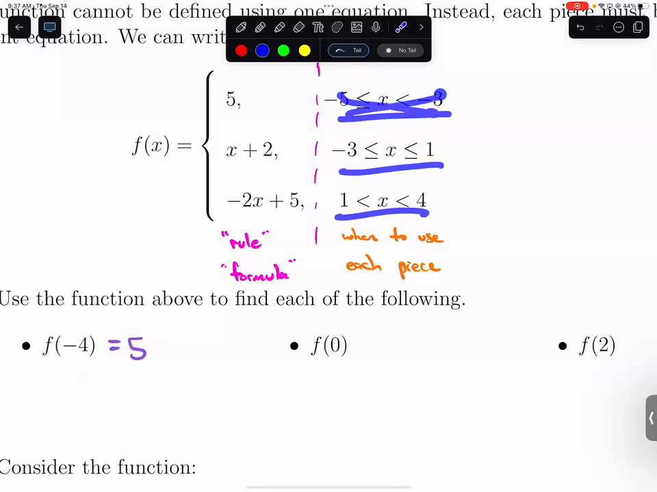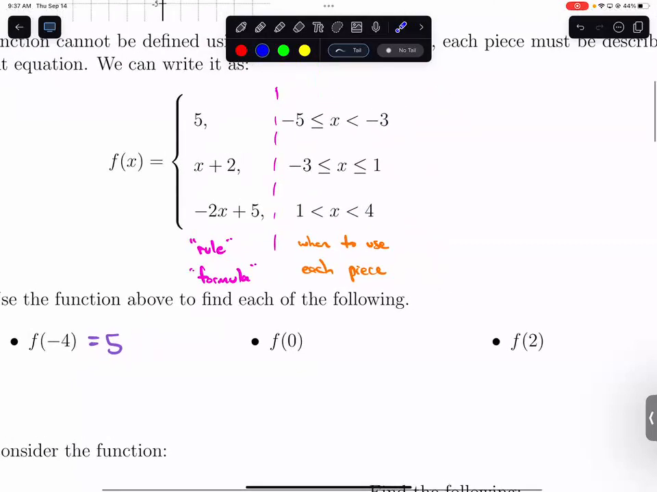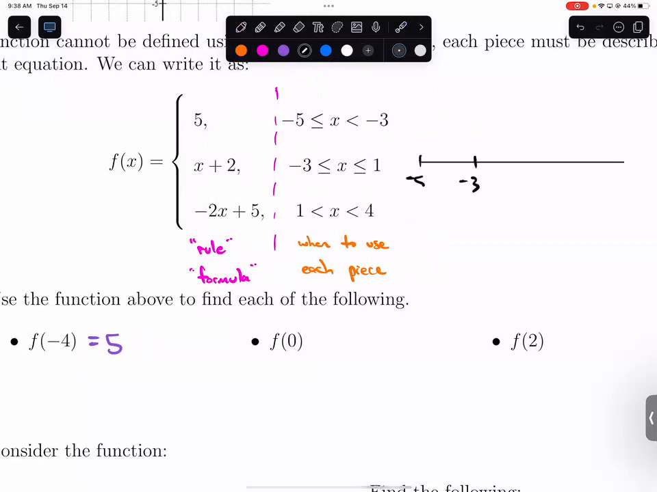Not between -5 and -3. It's not between 1 and 4. It's in here, right? 0 is between -3 and 1. If it helps you, I know the inequality thing, if you're not used to looking at those, might be a little bit confusing. If it helps you to draw that out or something, right? -5, -3, 1, 4. That's basically what you're looking at, right?